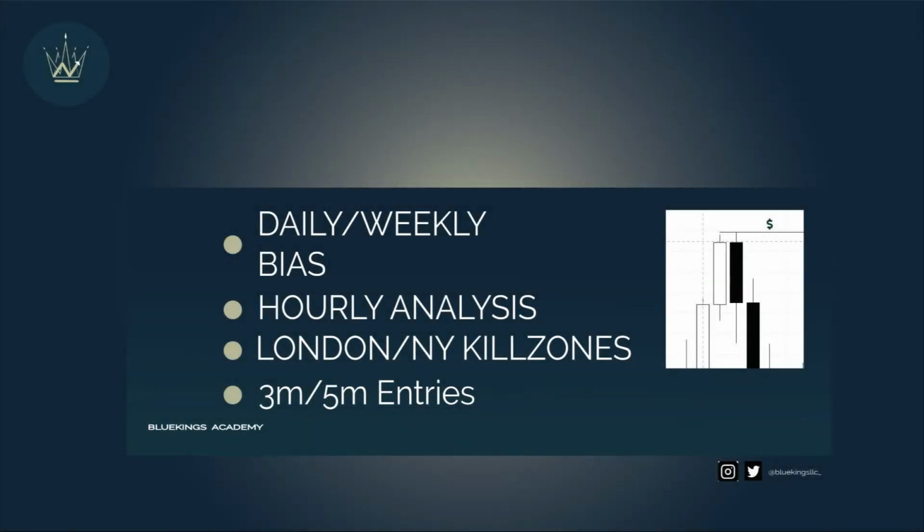Welcome back, guys. Okay, so let's go straight into the video. What you see on the screen are the four core things that ICT spoke about. These are the pillars that hold ICT's 2022 mentorship: daily and weekly bias, hourly analysis, London and New York kill zones, and 3 minute or 5 minute entries. These are the major things you need to know. I'll go over each of them one by one. The first one: daily and weekly bias.